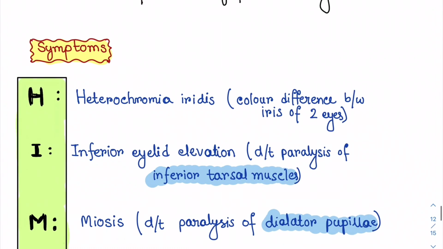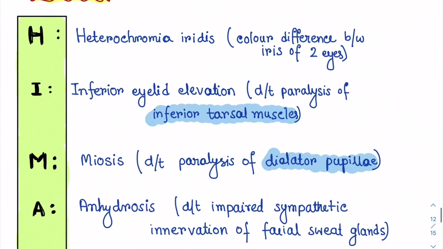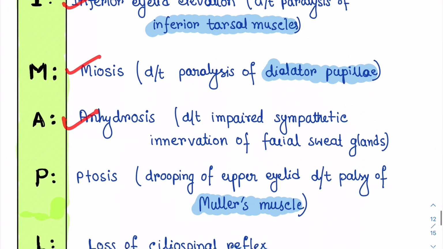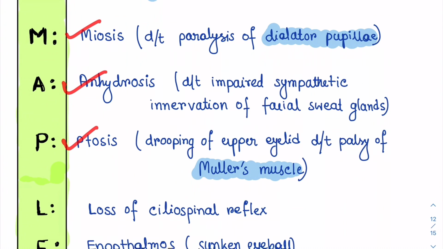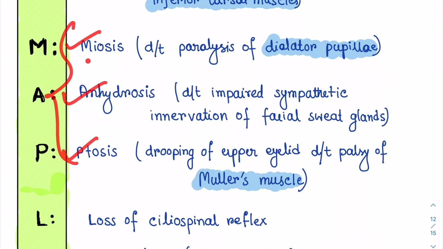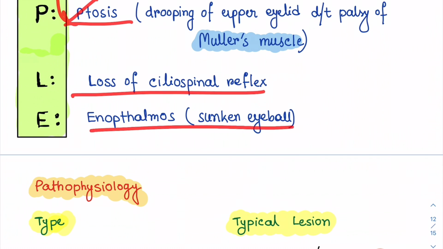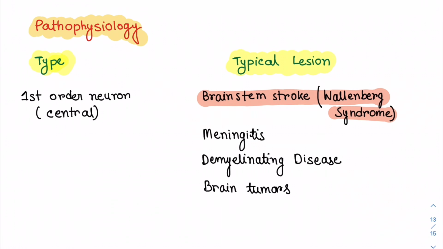There are 7 symptoms: heterochromia iridis, inferior eyelid elevation, M miosis, A anhidrosis, P ptosis. The most important 3 are miosis, anhidrosis, and ptosis. Then loss of ciliospinal reflex and enophthalmos. The damage may be in the first order, second order, or third order.